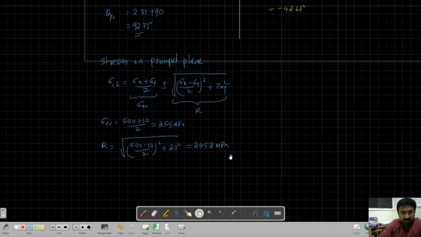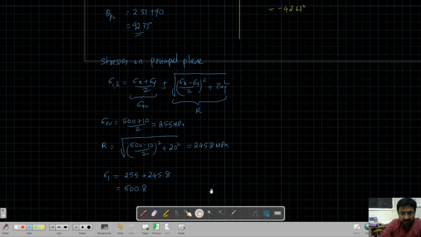Okay, so I have sigma 1 and sigma 2 here. Sigma 1 is equal to this plus this: 255 plus 245.8, which is equal to 500.8. So approximately 500 MPa, 500.8.